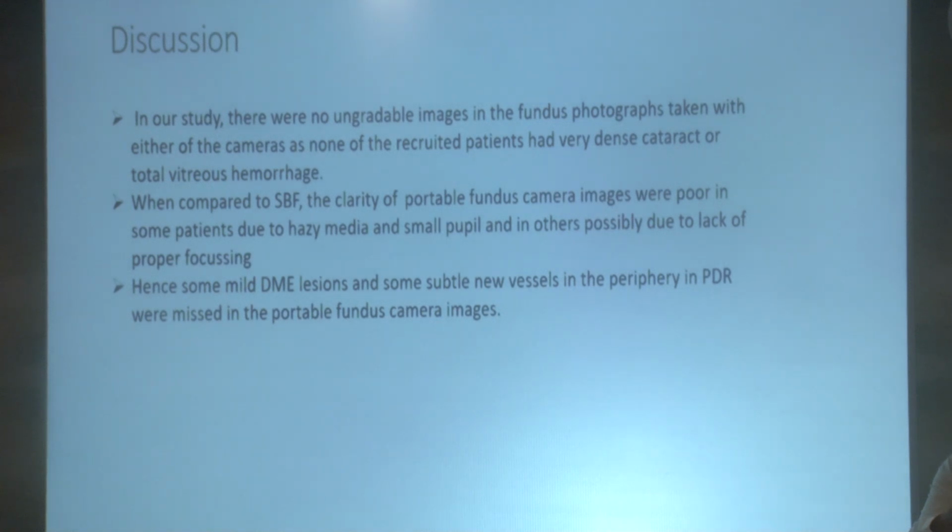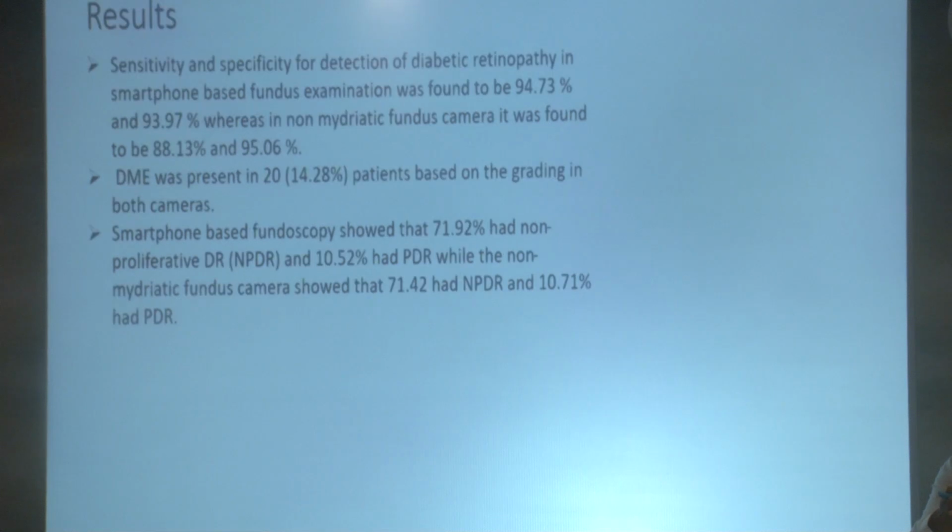So the discussion in our study: there were no ungradable images in the fundus photographs taken with both the modalities, as none of the recruited patients had very dense cataract or total vitreous hemorrhage. When compared to smartphone-based fundoscopy, the clarity of portable fundus camera images were poor, in some patients due to mild hazy media and small pupil, and in others possibly due to lack of proper focusing. Hence, some mild diabetic macular edema lesions and some subtle new vessels in the periphery in proliferative diabetic retinopathy were missed in the portable fundus camera images.